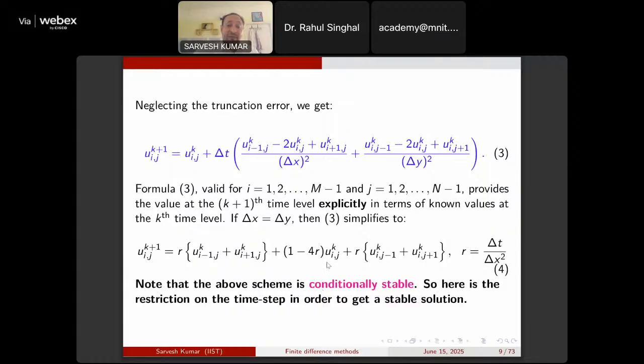So consistency is straightforward. I will again come back, but this scheme is conditionally stable. Means what? There are two discrete parameters here, delta t and delta x. So conditionally stable means what? We are not free to choose delta t and delta x or delta y. That means some relation should hold to get it stable. Of course, if a scheme is not stable, we cannot have convergence, right? That's the whole point we have to remember.